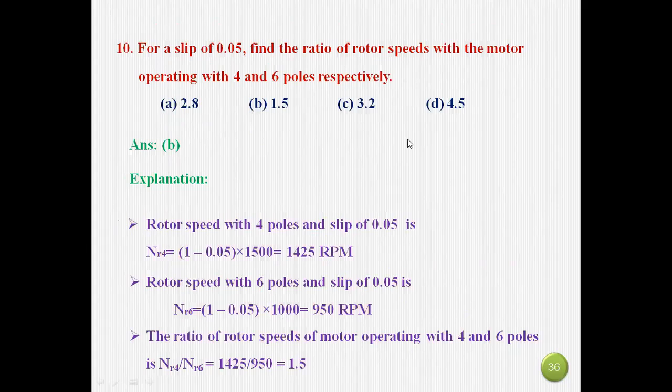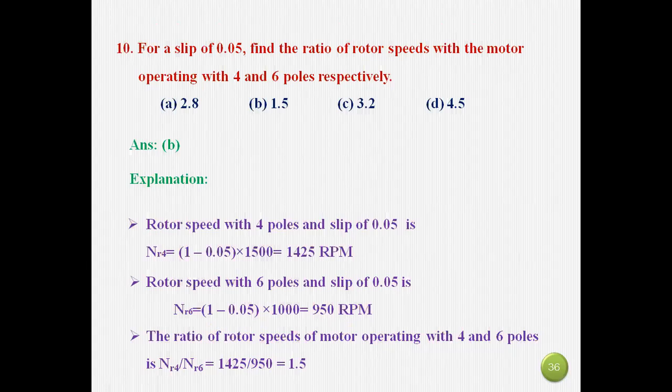But these are MCQs. That's why they have not given it thoroughly. They are using shortcuts. So you can solve here. Ns for 6 poles is 120 into 50 upon 6. That will become 1000. Now you can solve Nr equal to (1 minus s) into Ns. If you solve that equation, you will get that speed as 950.